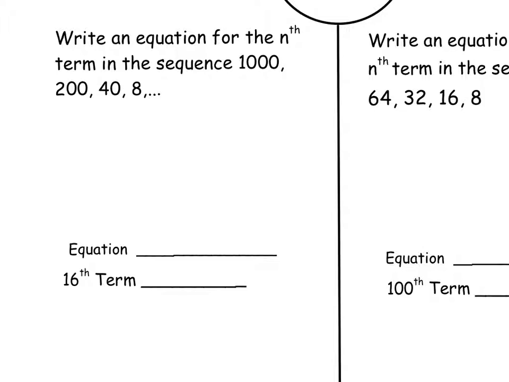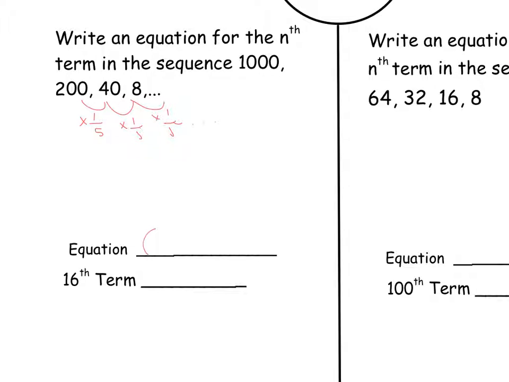Example number 2, write an equation for the nth term in the sequence 1,000, 200, 40, 8, so on and so forth. So I need to figure out the common ratio. So from 1,000 to 200, 200 to 40, 40 to 8. It looks to me, well, I know 40 divided by 8 is 5, but I can't have a division problem, I need multiplication. So if it doesn't jump out at you that that's 1/5, take 8 and divide it by 40. Take 40, divide it by 200. Take any term and divide it by its previous term, and you will see that it's times 1/5.